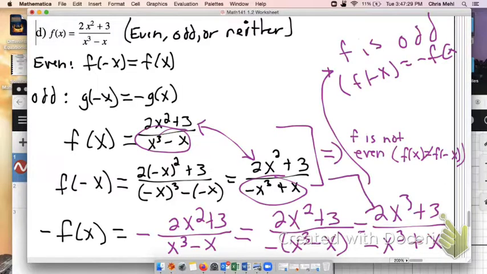Oops, I'm trying to write in a spot that has the page. There we go. So it's odd because f of negative x is negative f of x. Okay, now again I gave you the answers to parts B and C. Part B was an even function, and part C was also an odd function.